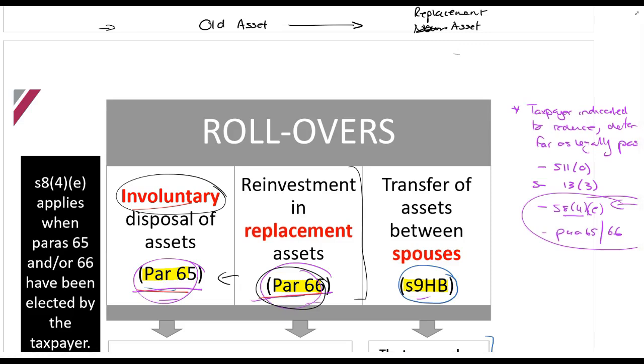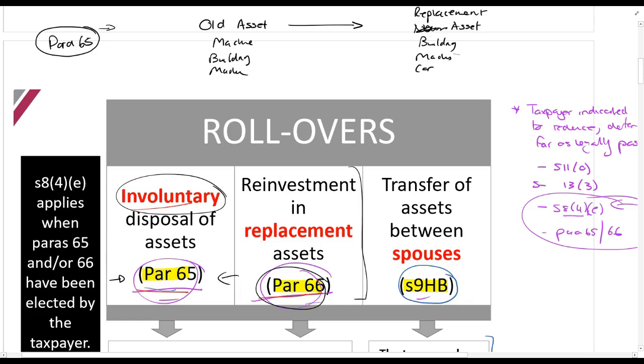Now, the next thing that I want you to understand, if we are looking at paragraph 65, make sure now you see what I'm saying here. These assets can work like this. I can have a machine and I can replace it with a building. I can have a building and replace it with a machine. I can have a machine and replace it with a car. I can have a car and replace it with an aircon. I can have a computer and replace it with a machine.